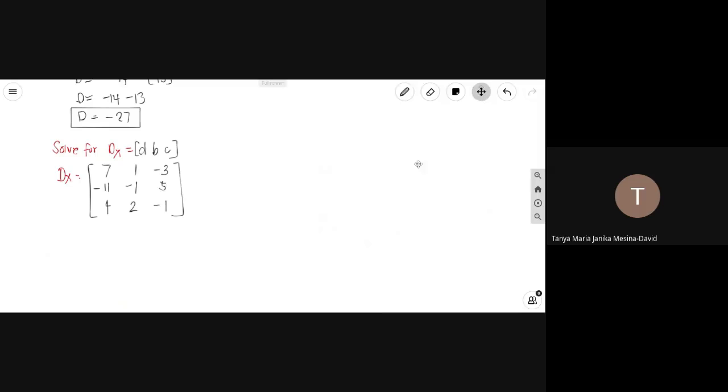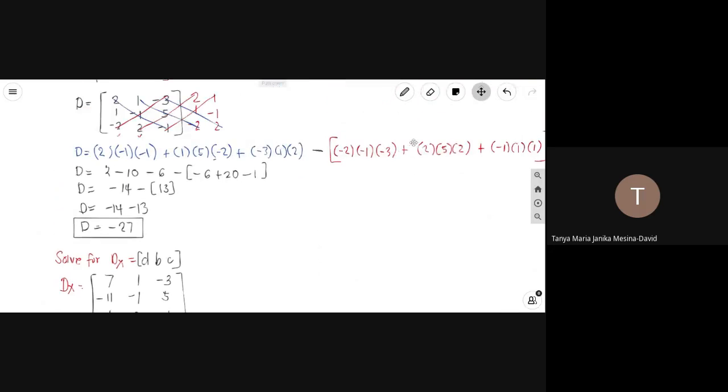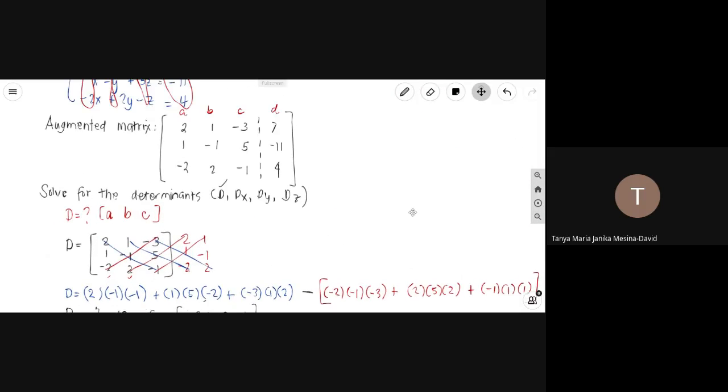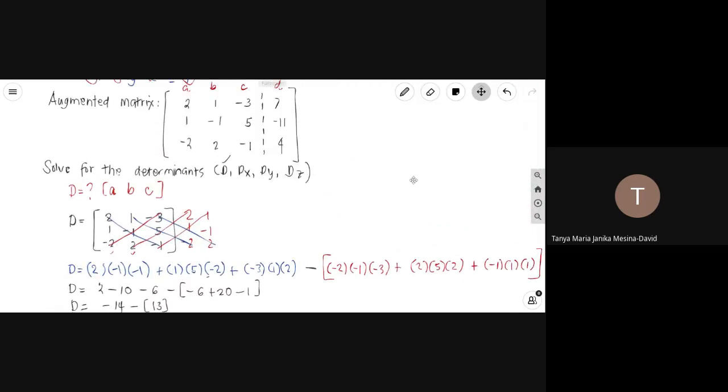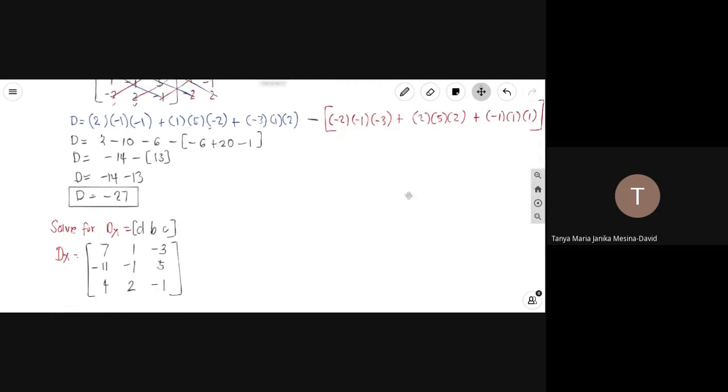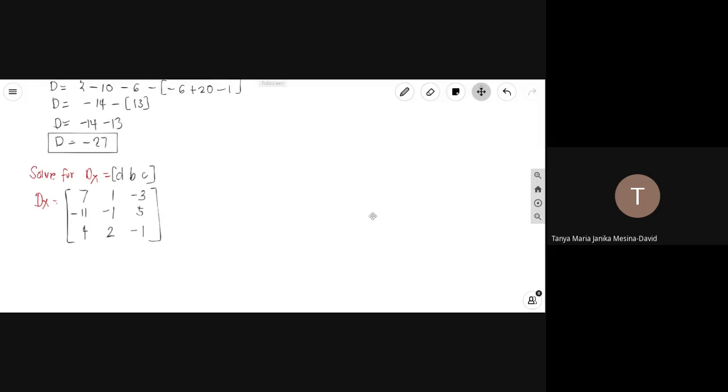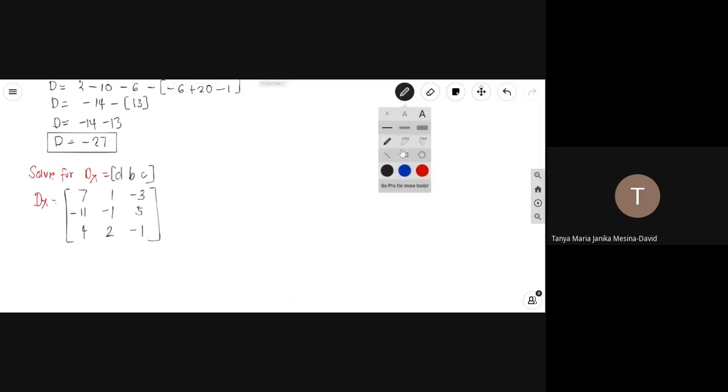Let us double check because I don't want to make any mistake. It's 7, negative 11, and 4; 1, negative 1, and 2; and negative 3, 5, and negative 1. Okay, same thing again: we have to copy the first two columns. So the first two columns are 7, negative 11, 4, 1, negative 1, and 2.